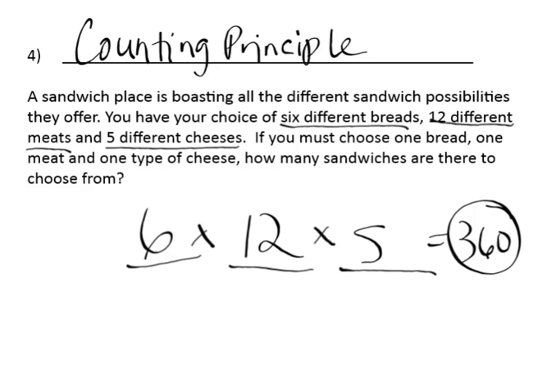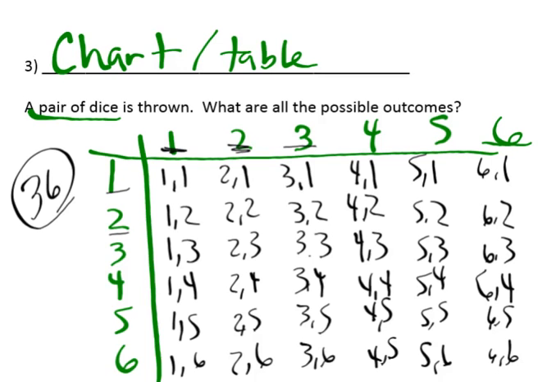I want to show you how this works with the other examples we were just talking about really quickly. Here we have a pair of dice is thrown. So you roll the first die, and then you roll the second die. 2 things are happening. There are 6 possible outcomes the first time, and 6 possible outcomes the second time. So if we do 6 times 6, we get that there are 36 possible outcomes, which is what we found with our table.